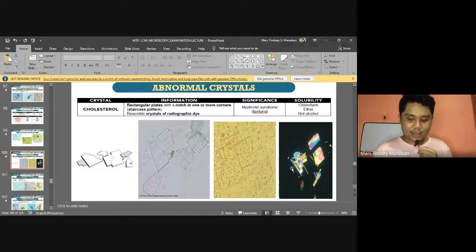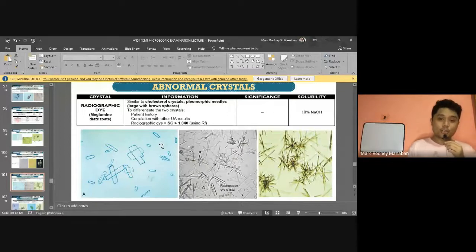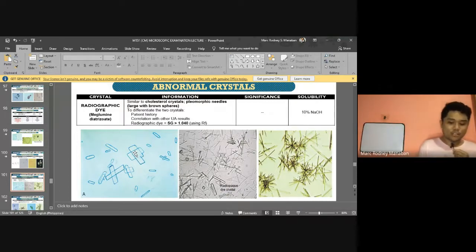So this is under polarizing microscopy. Here, rectangular plates. Now, as you can see, another one is radiographic dye. This is infused in the patient during radiographic procedures. Alright? And radiographic dye, as you can see, will precipitate crystals similar to cholesterol: rectangular with a notch. Alright? So how do we differentiate? Of course, number one, patient history. If there is an indication that the patient underwent a radiographic procedure, then it is possible that the crystal seen is radiographic dye. Number two is correlation with other urinalysis results.